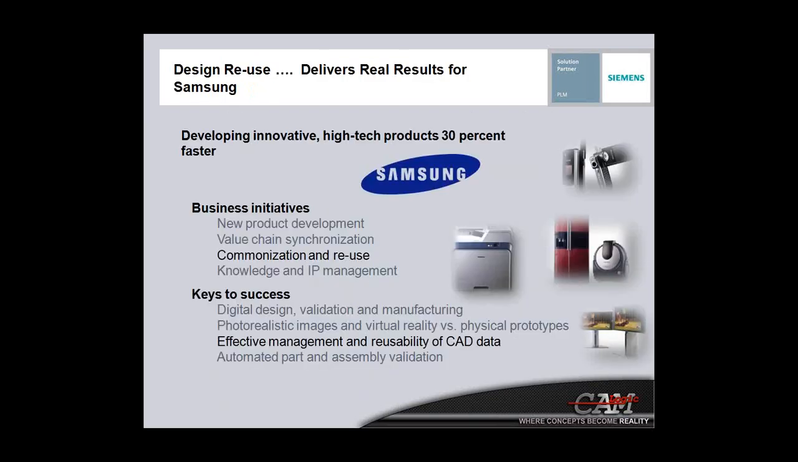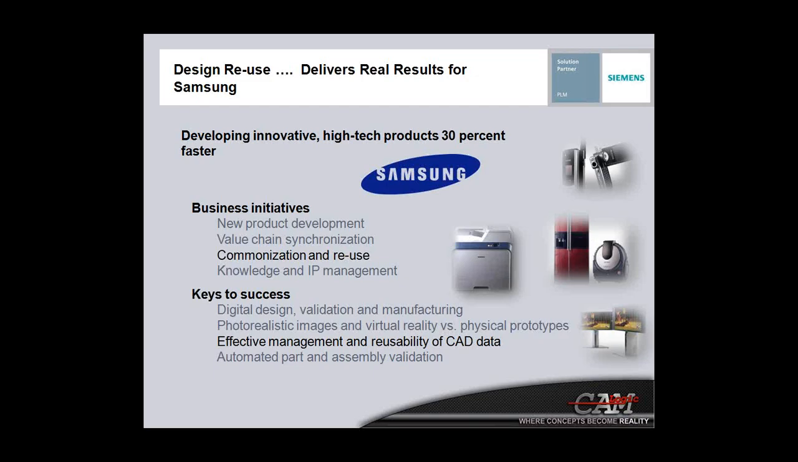Now, many companies are taking advantage of design reuse. Samsung is recognized as one of the fastest-growing global brands. Samsung leverages a fully digital design-through manufacturing approach. This approach provides greater efficiency in product design. Samsung recognized the importance that design reuse could add to not only reduce costs, but also help increase the number of new product innovations. Samsung added reuse as one of their core business initiatives.